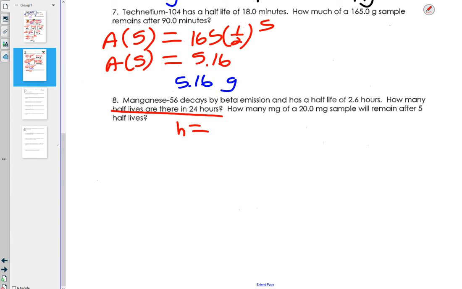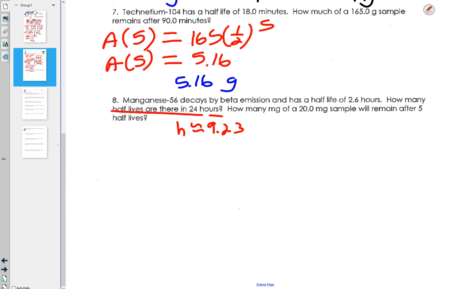24 divided by, it's going to be like 8 point something. 9 point. How many half-lives are there? Son of a gun. I hate this when they're rounding and then they don't tell you where they want you to round to, because that leaves room for error. Let's just go with 9.23. That's how many half-lives there are in 24 hours.